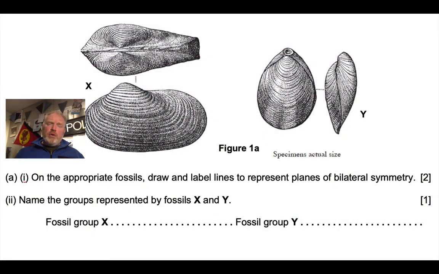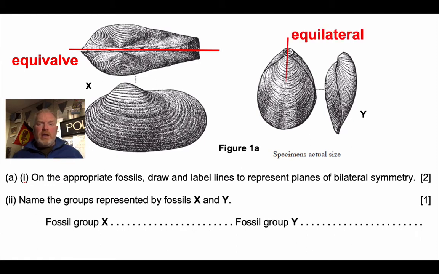The first question is all about identifying these fossils. One of the best ways to tell brachiopods apart from the only other group you're going to confuse them with, which is the bivalves, is their symmetry. So on specimen X here, we can see that we've got what we call equivalve symmetry. There's a line of symmetry between the two shells. So the two shells are symmetrical. In figure Y, the line of symmetry is what we call equilateral. It runs down the middle of a shell so that the two sides of the shell are symmetrical. Now that means that fossil group X is a bivalve, fossil group Y is a brachiopod.